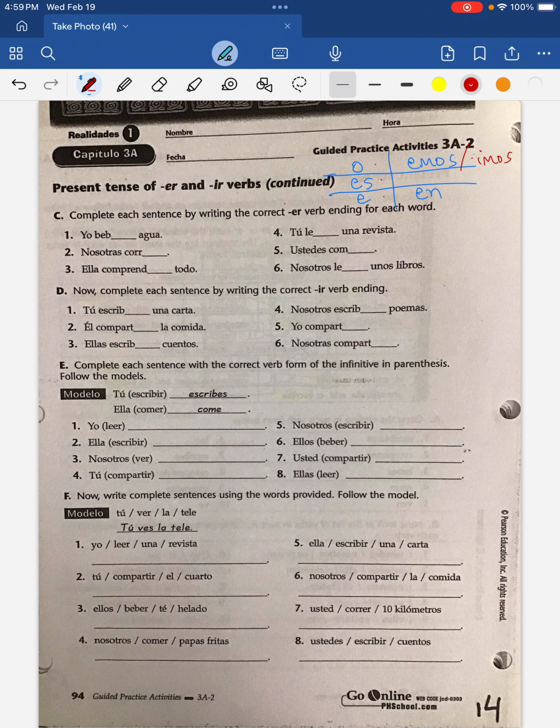So I want you to pause the video and work on parts C and D. When you have those done, come back and check.